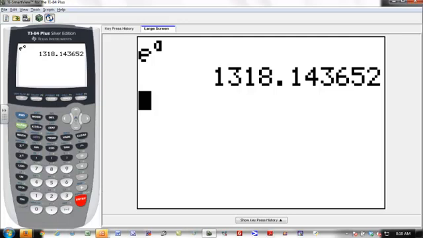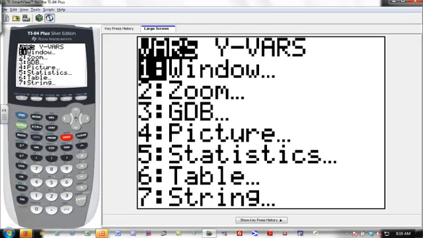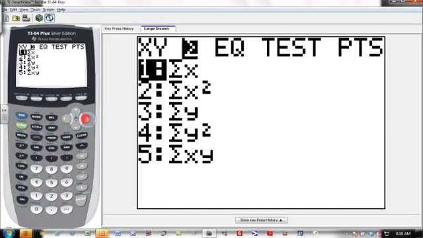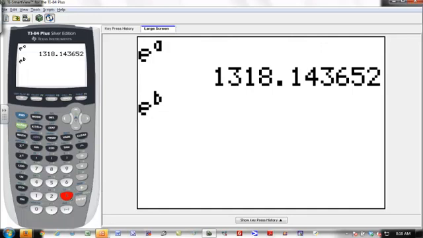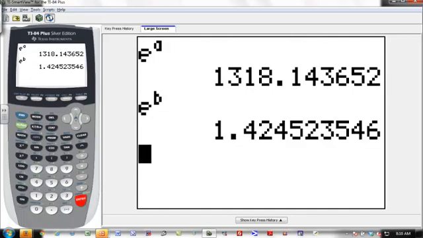Okay, let's do it again. Let's do second e to the x, and this time I'm going to grab the b value. Again, that was under vars. Number 5 for statistics. Over to EQ because we're looking at regression equations, and then option number 3 for B. All right? This number is 1.42. What meaning does this have in the context of this problem? It means, are you ready? Every year there was about a 42% increase in the number of transistors on the CPUs.